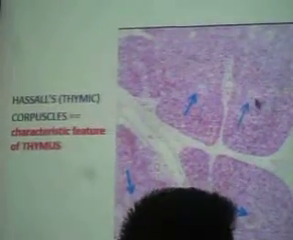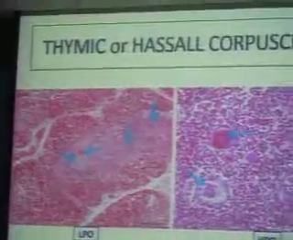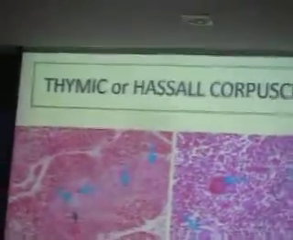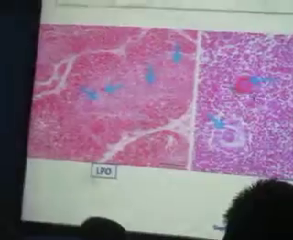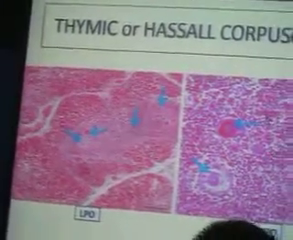There, the other slides that we have. The first slide that we have shown. Even under LPO, you'll be able to see Hassall's corpuscles. Then higher magnification. The older the individual is, the more adipose tissue or connective tissue you'll have in your thymus.